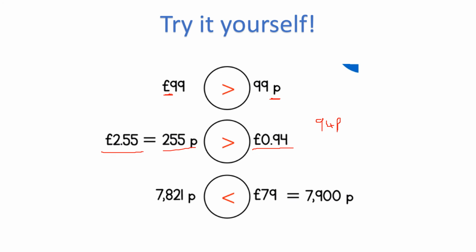And the last one, we have 7,821 pence, and we have £79. So over here we converted £79 to pence, which is 7,900 pence. So which is greater, 7,900 pence or 7,821 pence? 7,900 pence is greater, so we will put the correct symbol.